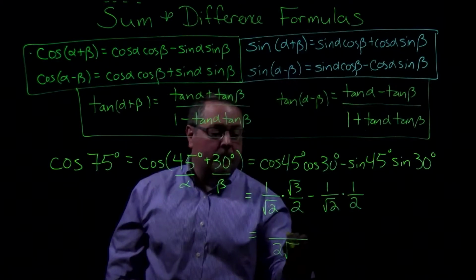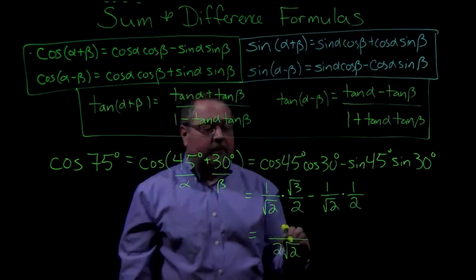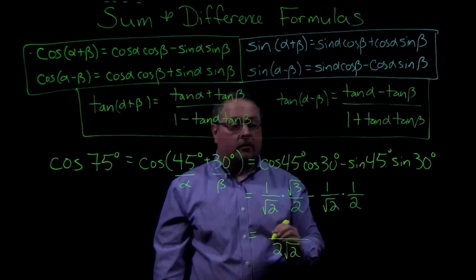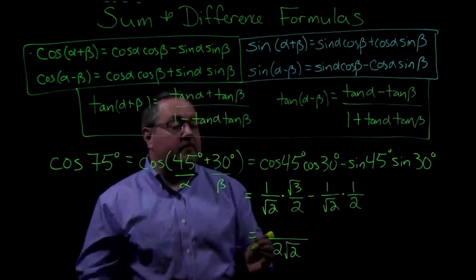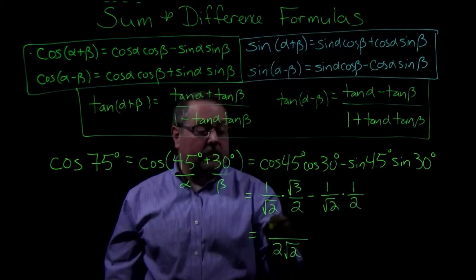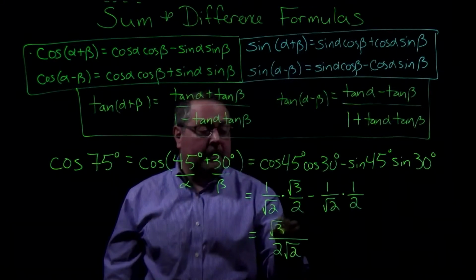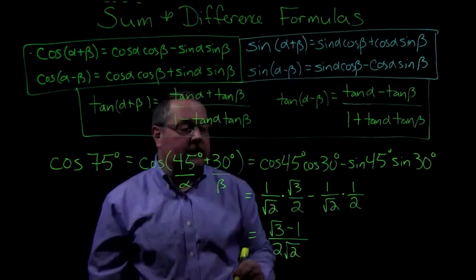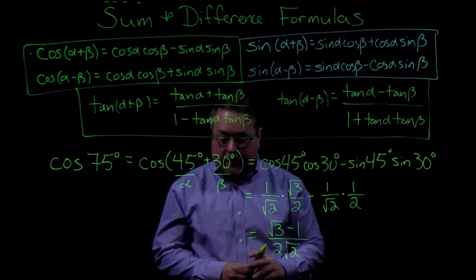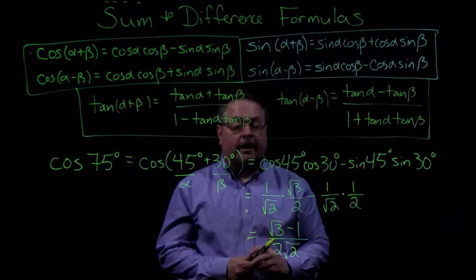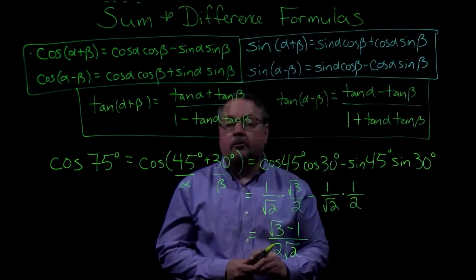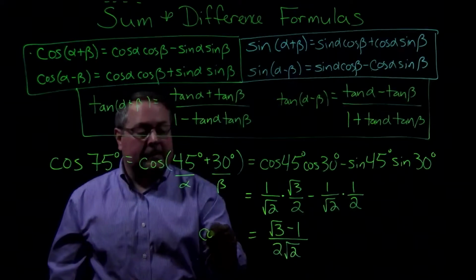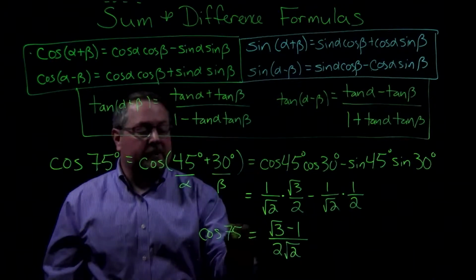Okay, so note that both fractions have a denominator of 2 times the square root of 2. So we can combine them by subtracting the numerators. Our first numerator is the square root of 3. The second is 1. Okay, so we'd end up with the square root of 3 minus 1 over 2 times the square root of 2. Okay, so that's an exact value for the cosine of 75 degrees.